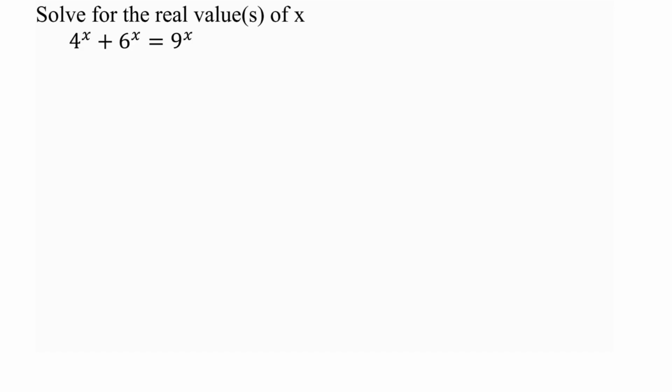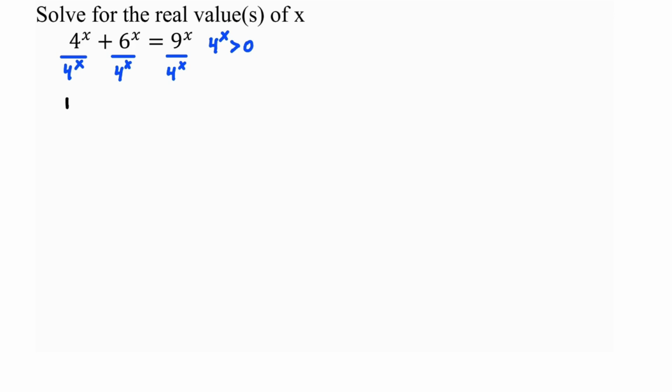Today's video will be solving for the real values of x of this exponential problem: 4 to the power x plus 6 to the power x is equal to 9 to the power x. We'll note that 4 to the power x is greater than 0, so that means it's never equal to 0. So we're going to divide both sides by 4 to the power x. We'll simplify 4 to the power x over 4 to the power x to be 1.